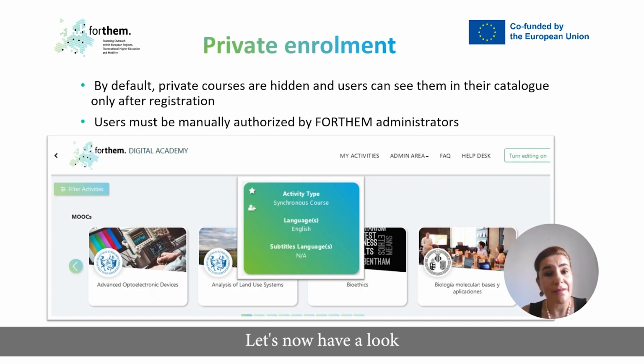Let's now have a look at how private enrollment works. In the case of private courses, they are usually hidden from the general catalog, or they are displayed as synchronous courses. This means users cannot access them unless they are authorized. Each university is responsible for authorizing its own users by whitelisting their email addresses.